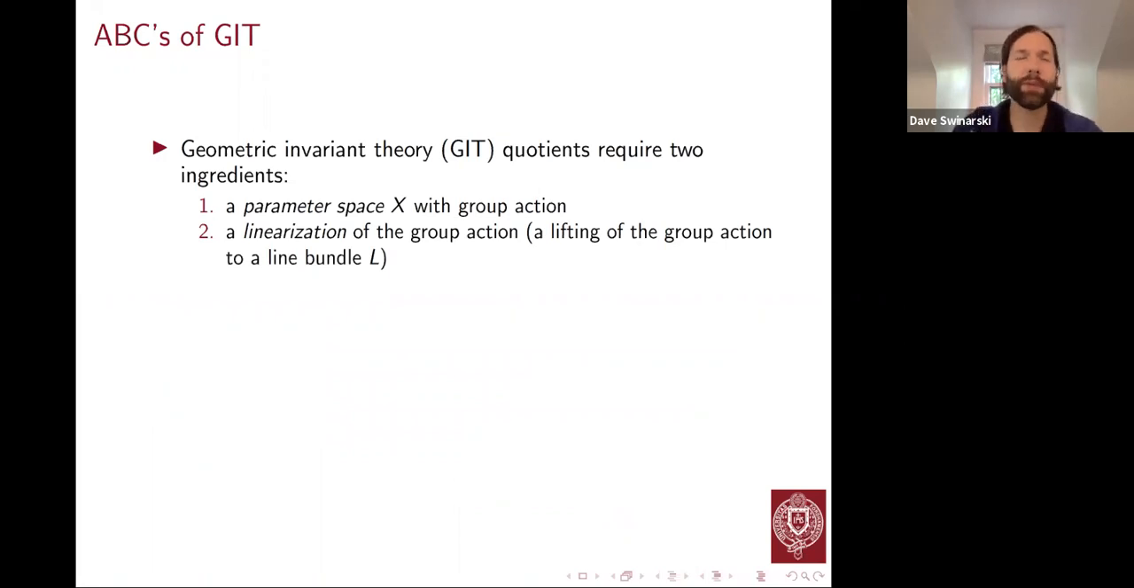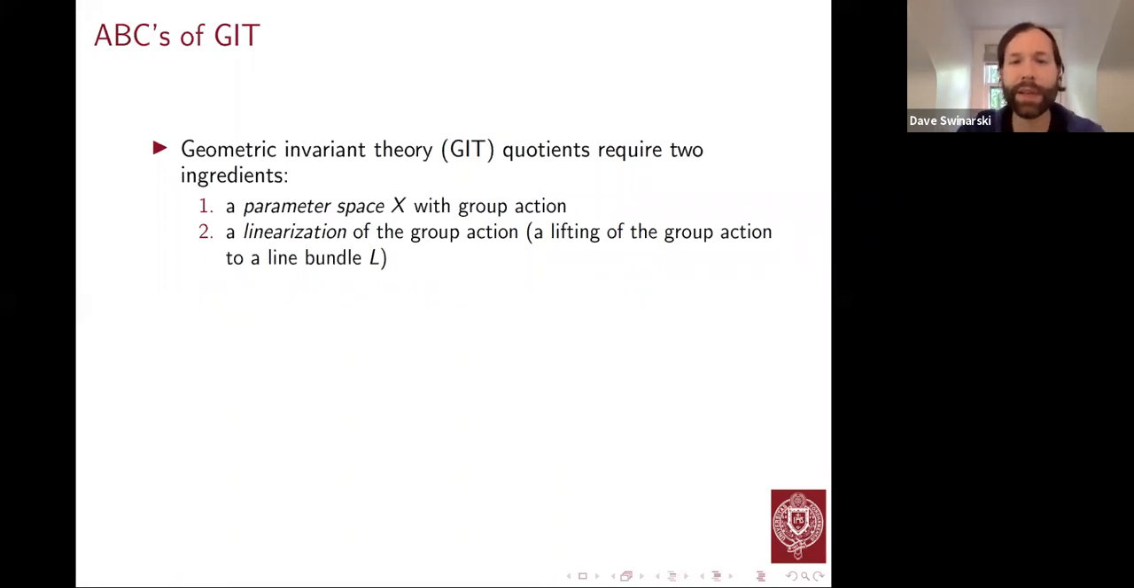So in algebraic geometry, there are several different ways of forming quotients by a group action. It's much more difficult than it is in the topological or in the differential geometric categories. One way to form a quotient of a scheme by an algebraic group is called geometric invariant theory. And this goes back to Mumford in the 1960s.